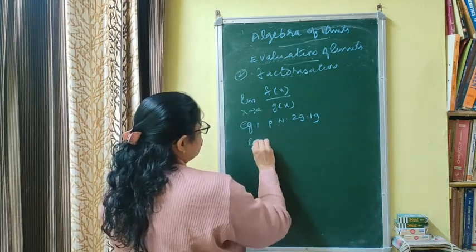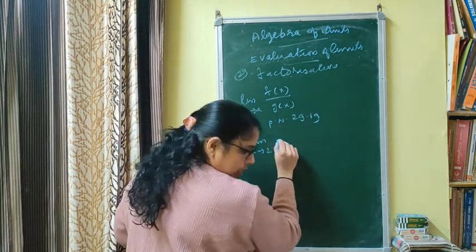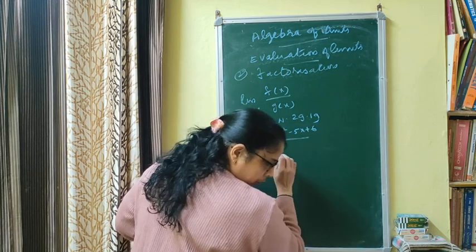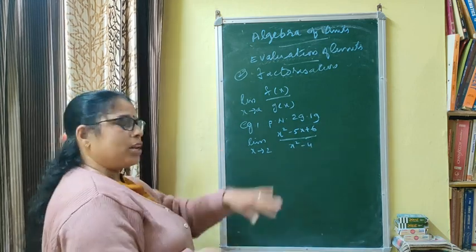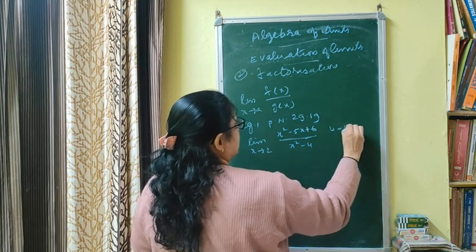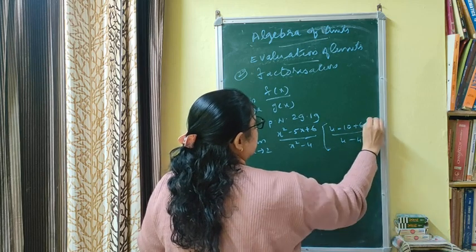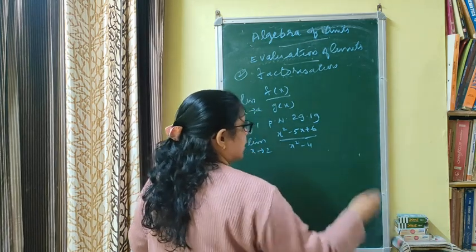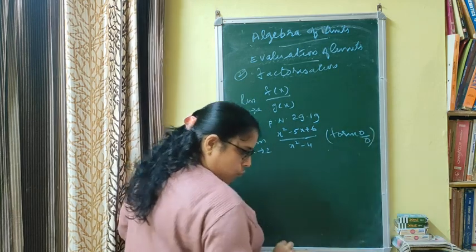I'm reading the question. Evaluate limit x tends to 2 of (x square minus 5x plus 6) upon (x square minus 4). This is a rational form f(x) by g(x). Now what I told you: first you will put the value directly and see. This is 4 minus 10 plus 6, which you do on the side, by 4 minus 4. That is, this is of the form 0 by 0. So you have to write in the right side, form 0 by 0. Start by writing this; you will get a mark for writing this form.